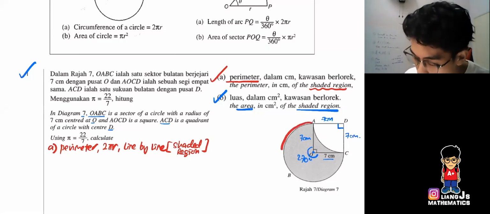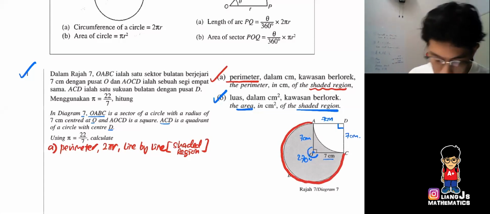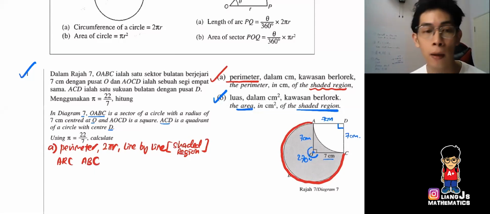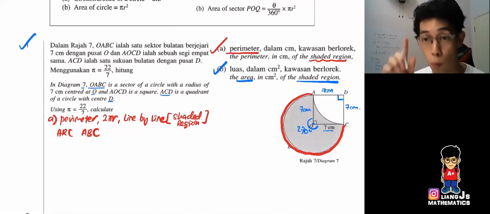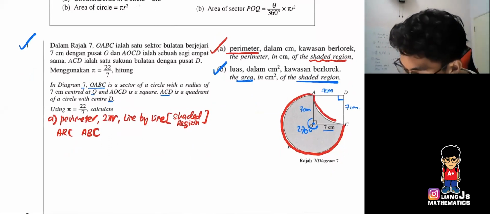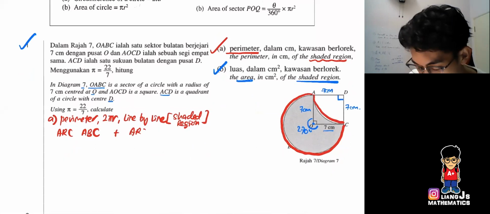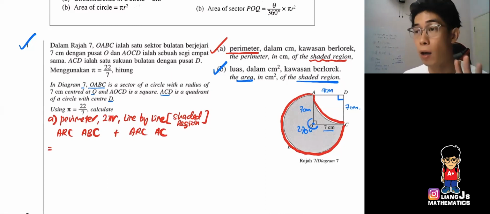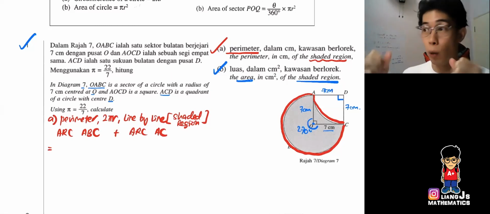Line number 1, arc ABC. So I put here arc ABC, the line only. So arc ABC is one of it, and another one is your arc AC. Arc AC. Understand this perimeter part? If you're not sure, you have to type to me, so I know whether you are okay with it. I already said, I want everybody to speak up where you understand something.